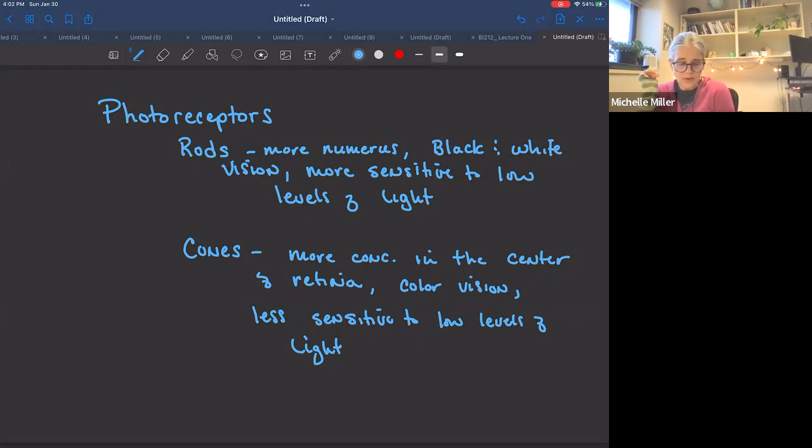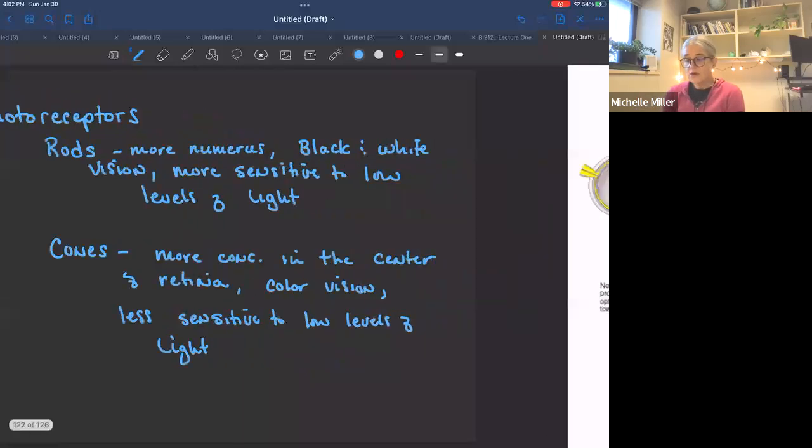Okay, so the other interesting thing about these rods and cones is that the number of them differs depending upon whether you are diurnal, or daytime active, like birds, which can see very well in color vision, whereas cats are actually nocturnal and cannot see very well in color vision. So it kind of explains the difference in the ability to perceive color in different organisms.